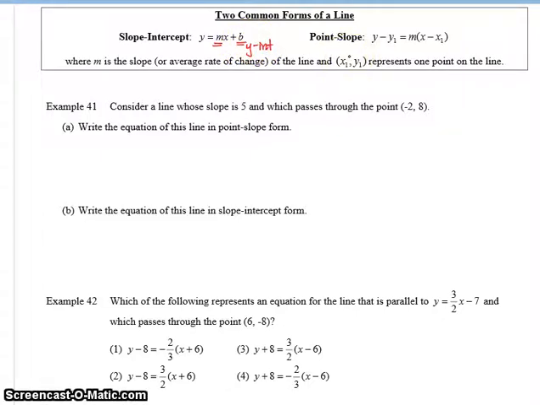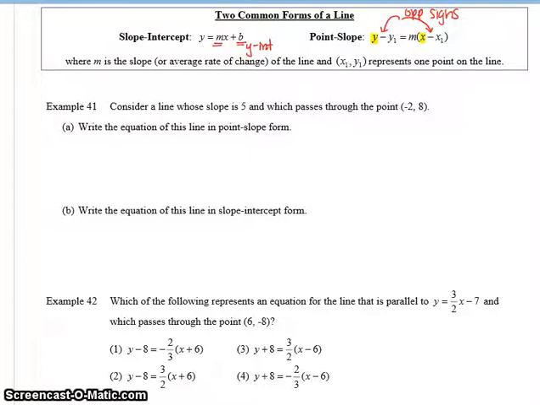Okay, point slope form. You have y minus y1 equals m, your slope, times x minus x1. Now remember, the y and the x stay in the equation, but you have opposite signs that are going to get plugged in there. I'll do a couple examples of those in a minute, so make sure you remember that those are opposite signs.